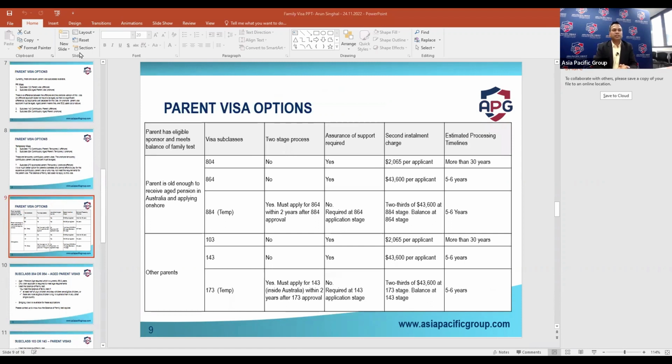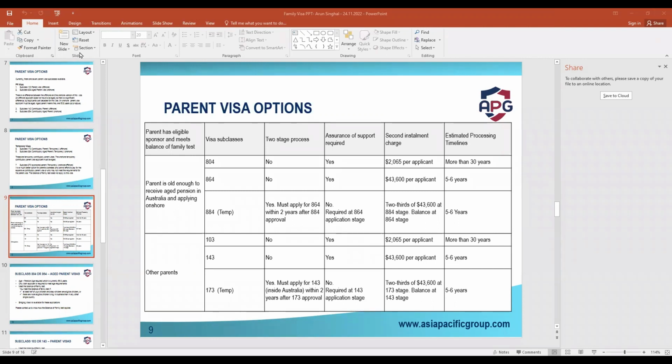So when they turn 66.5, we have two visa options. One is 804. If you see on the screen, that visa has very nominal fees. Yes, 804 is the one that I'm talking about. So when they're on a tourist visa or a bridging tourist visa, can they apply for it?